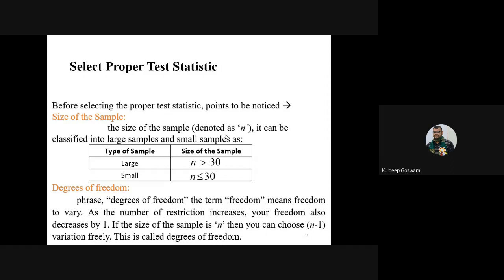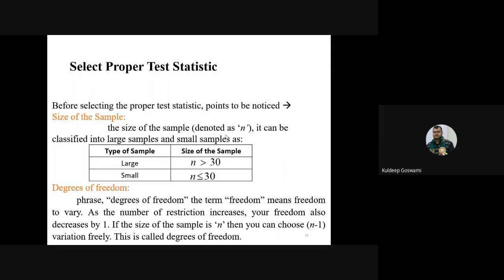Probably you know about that. That value 10 is known as the size of the sample. Here it is denoted by n. If the sample size is greater than 30, meaning small n is greater than 30, then it is known as a large sample. And if small n is less than or equal to 30, then it is known as a small sample. Then the next thing you have to know is degrees of freedom.